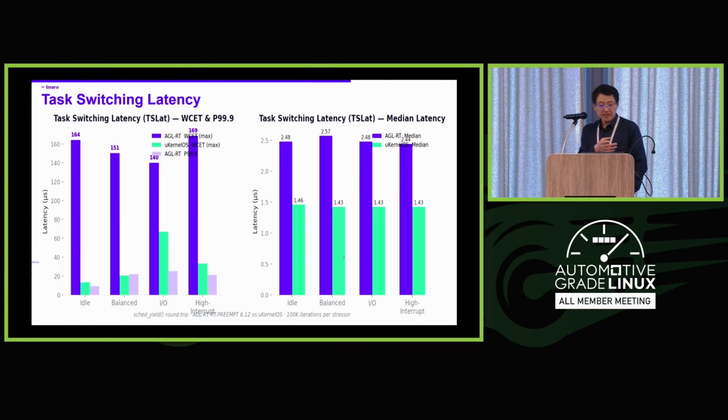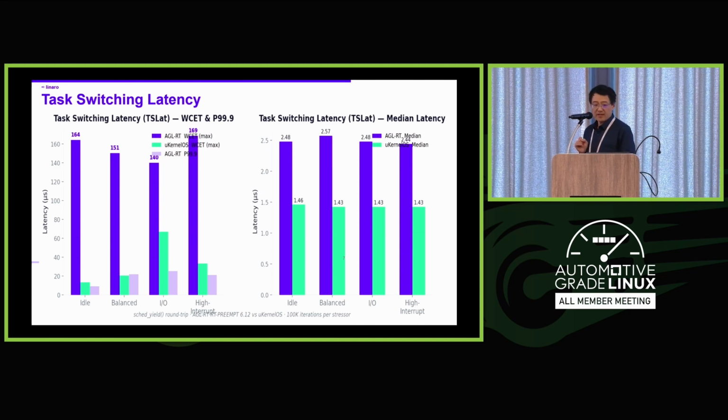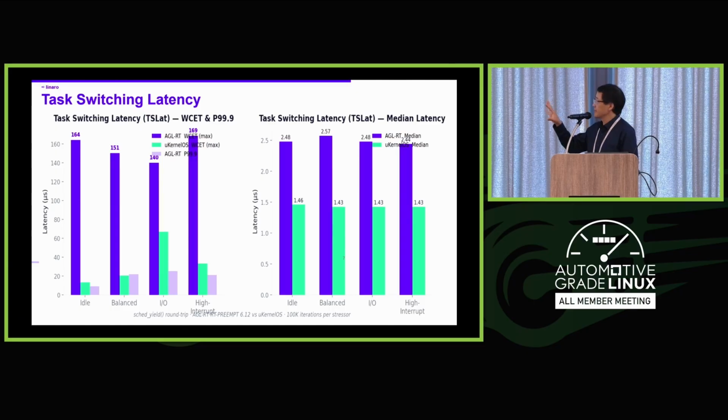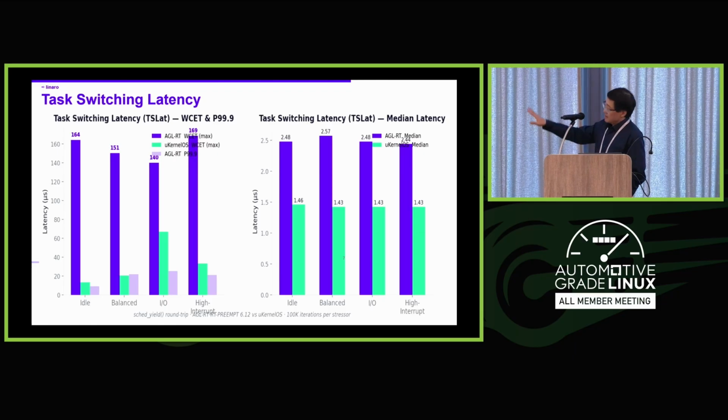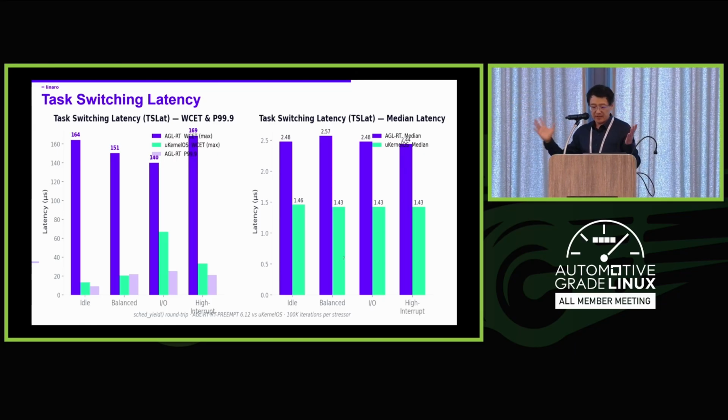You can see that the purple is essentially representing the worst case execution time for Linux RT, somewhere like 150 microseconds, and it's also showing the median latencies, right? This is side by side, essentially giving you a comparison.